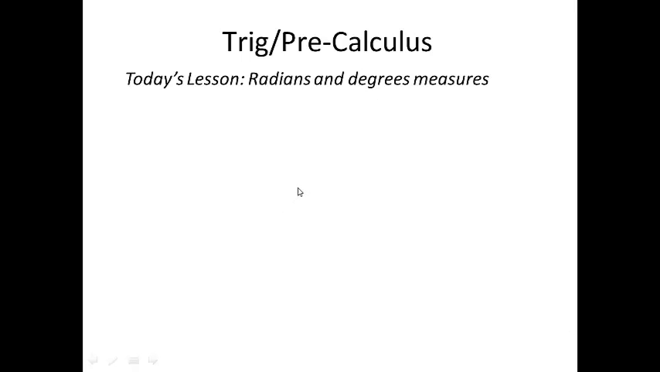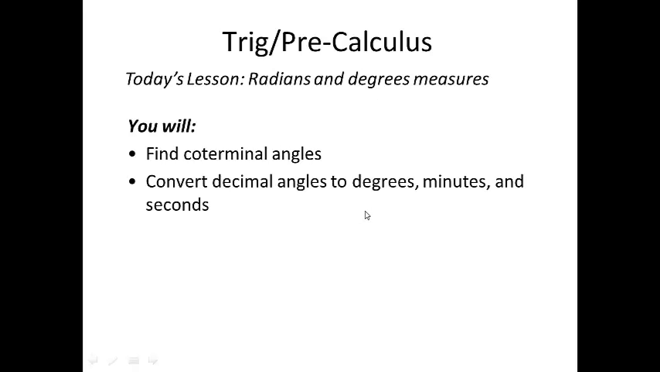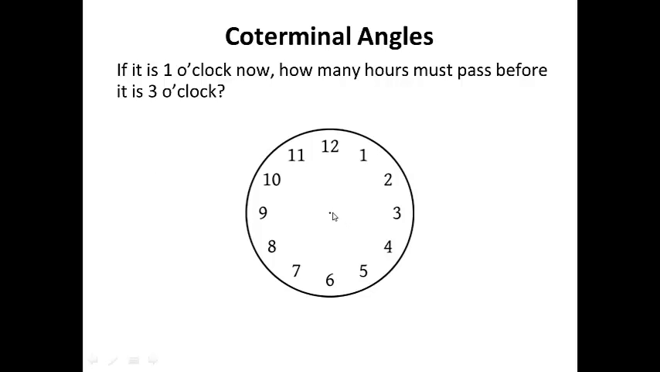Okay, we're going to continue our lesson on radians in chapter 4, section 1. In this section, you will find coterminal angles, convert decimal angles to degrees and minutes and seconds. Let's talk about coterminal angles.